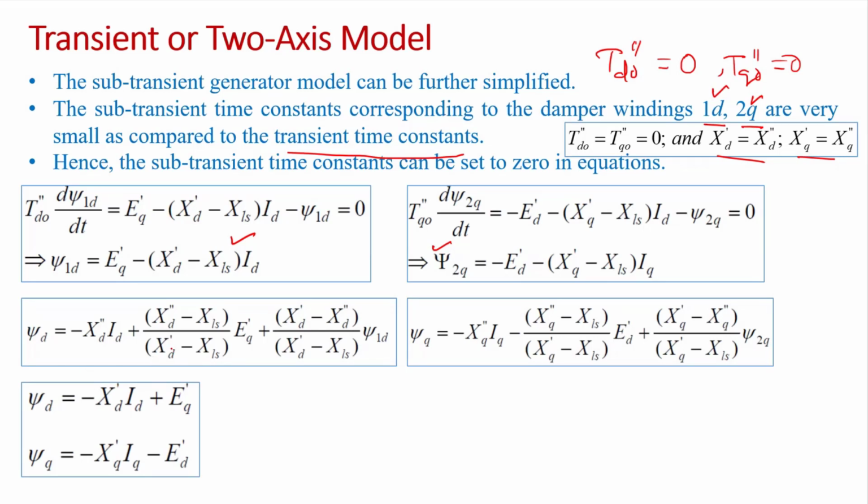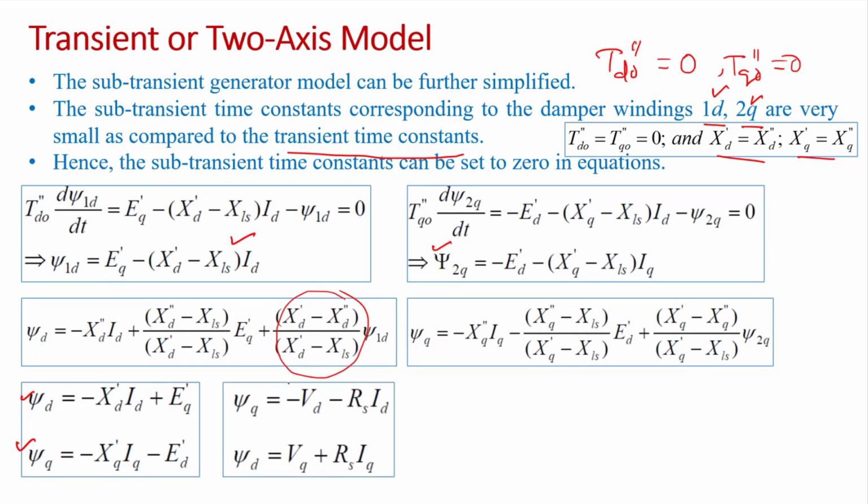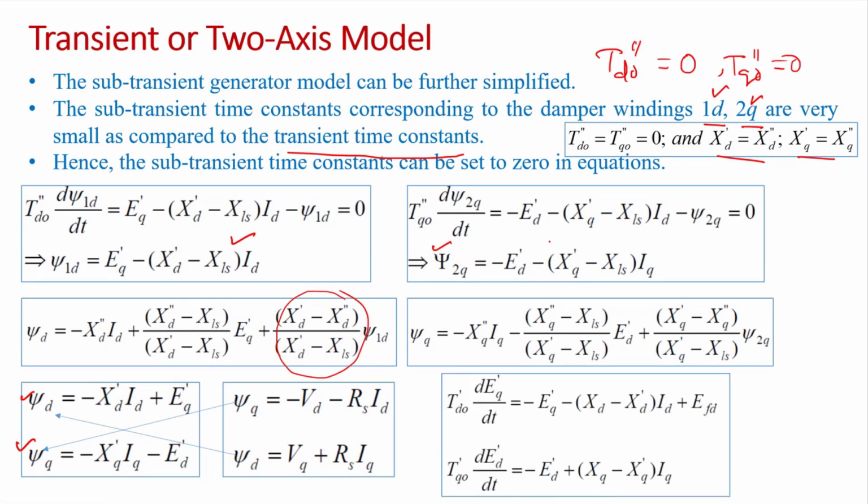With a little manipulation, by substituting Xd double dash equal to Xd dash, this will become 0, and this part will remain. A little manipulation will give us Xd dash into id plus Eq dash. Your psi d and psi q will come from these two equations as this. Then we know psi q is minus Vd minus Rs id, and psi d is this. So just substitute these values of psi d and psi q in these two equations. By substituting, these equations will be there. These are the transient equations in the q axis and d axis, right?